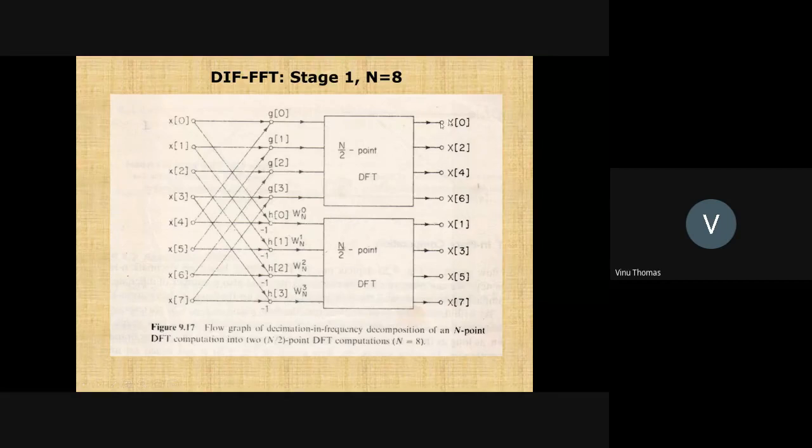So what would be the even sequence here? X of 0, X of 4. And the odd sequence would be X of 2, X of 6. Is it understood? So here also, the corresponding even sequence would be X of 1, X of 5, and the odd sequence would be X of 3, X of 7. And the process will have to repeat here. So for that, what you have to do is add to the first half the second half.